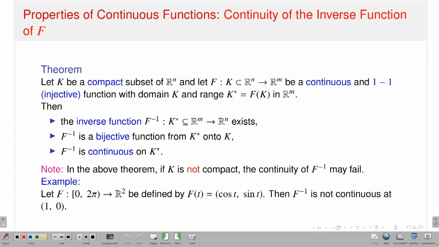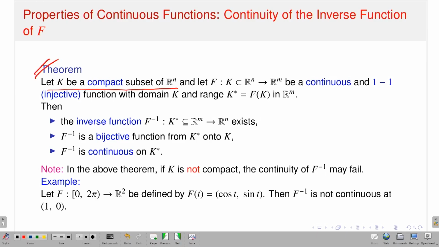Some other properties. What this says is about properties of continuous functions: suppose a function f has an inverse, then what can I say about the continuity of the inverse function? Here is the theorem. It says: let K be a compact subset of Rn.